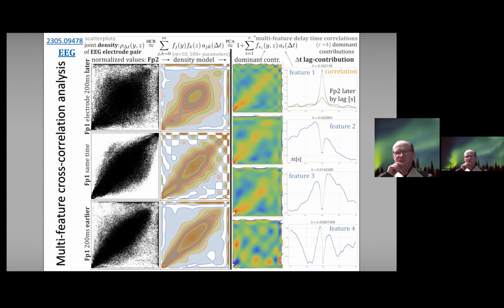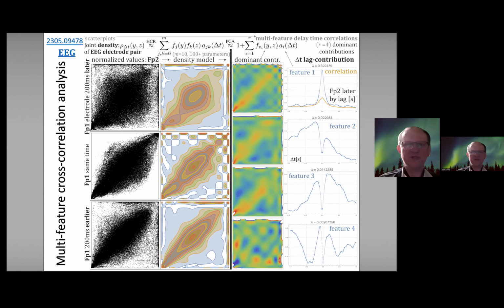The better approach, I think, is finding that there are multiple types of dependencies, also in higher moments. So for each delay, like 1,000 of them, you can model the joint distribution with polynomials and find the dominant contributions with PCA, seeing that usually there is a change in this and it behaves like this. The first feature is similar to correlation, but more localized, so it's better for finding synchronization than just correlation. Then the next features show there is asymmetry. We can practically work with it.